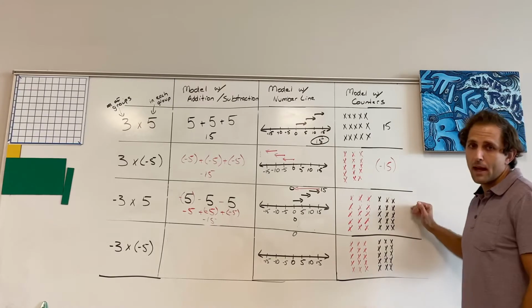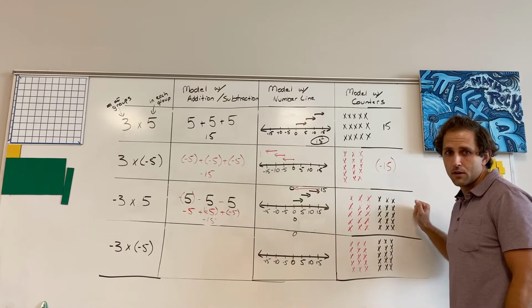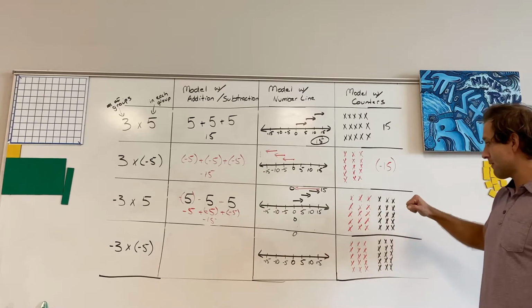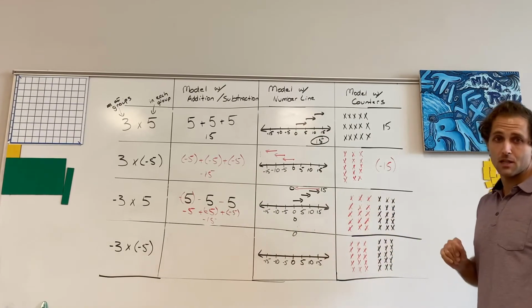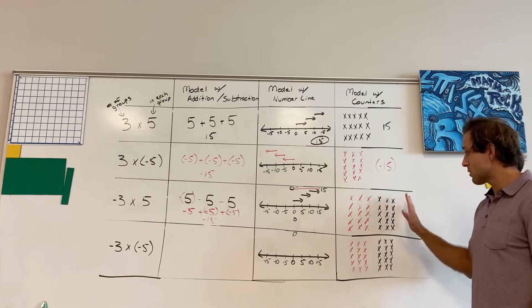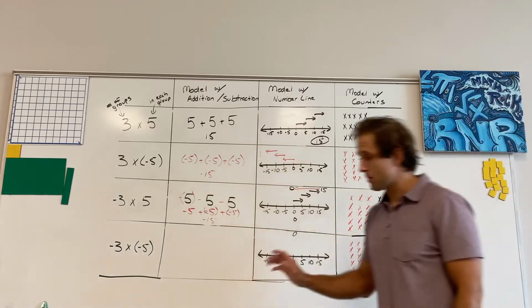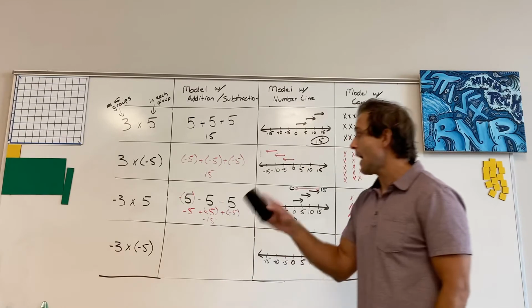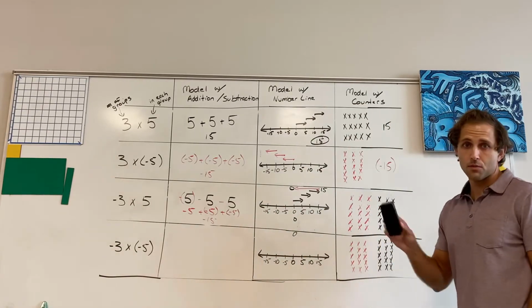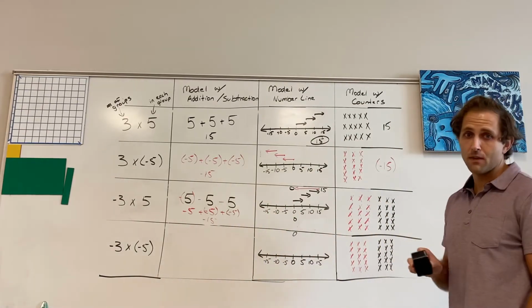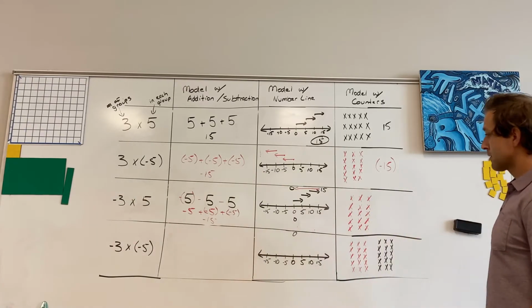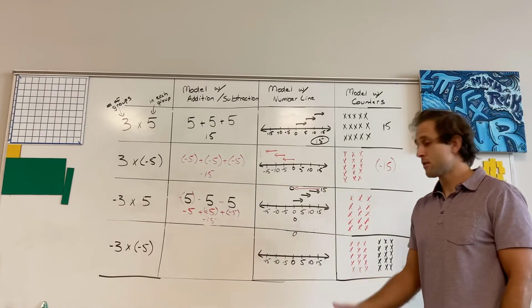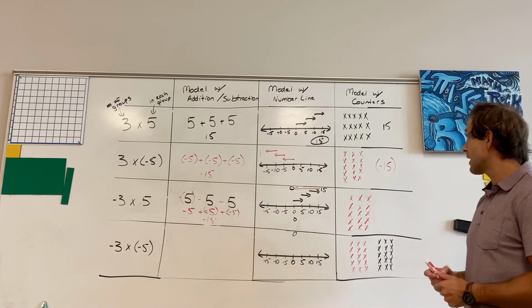If you can remember back to our work with counters previously, I have 0, negative 15, positive 15, right? I'm starting at 0, I'm starting with nothing. Now what would happen if I remove three groups of 5? Negative 3 times 5. I'm going to remove three groups of 5. What do I have? Well, I have negative 15.